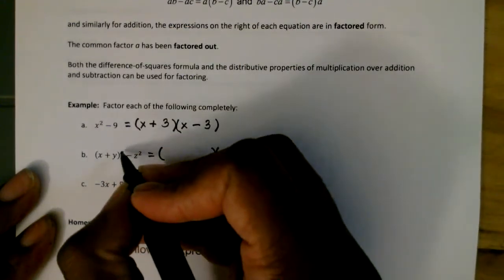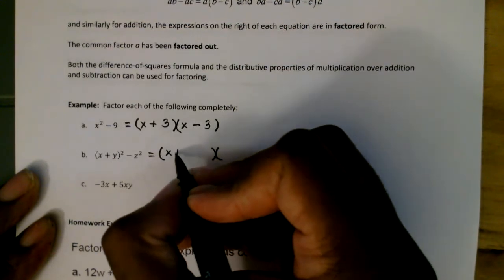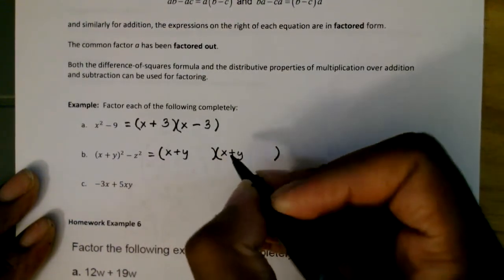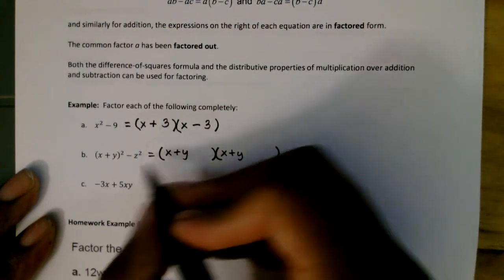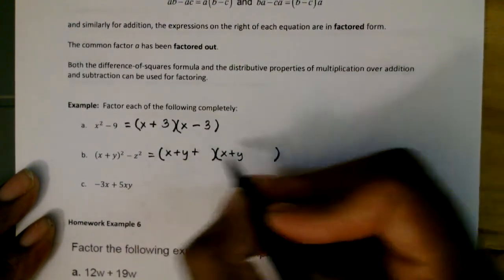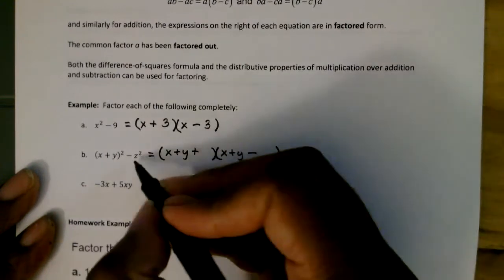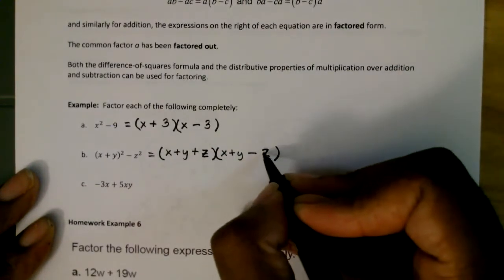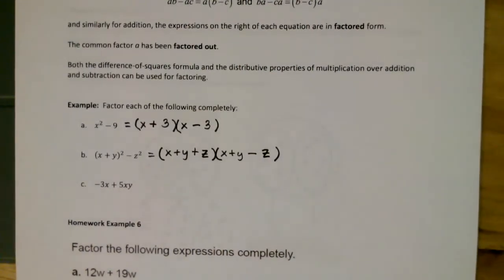This (x plus y) quantity squared breaks up as (x plus y) times (x plus y). Now, since it's a difference of squares, one must be plus, the other one has to be minus. Z squared breaks up as z times z. So (x plus y) quantity squared minus z squared factors as (x plus y plus z) times (x plus y minus z).